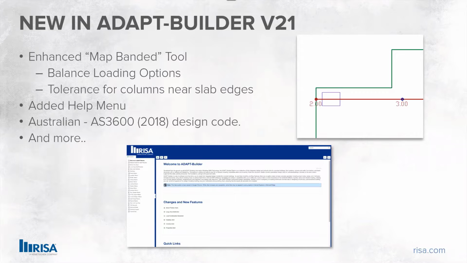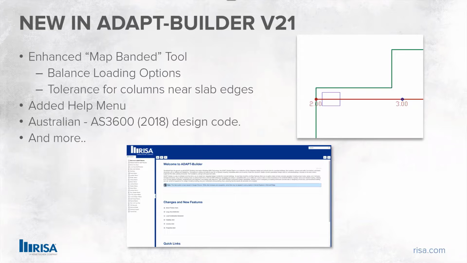Lastly, the other major addition is the 2818 Australian code. That's a great addition that is probably going to make a lot of our users happy that are designing based off of that code. And of course, there are a ton of fixes and other enhancements as well that we could sit here and talk about all day. But rather, I invite you to read through our release notes if you want to find out more.